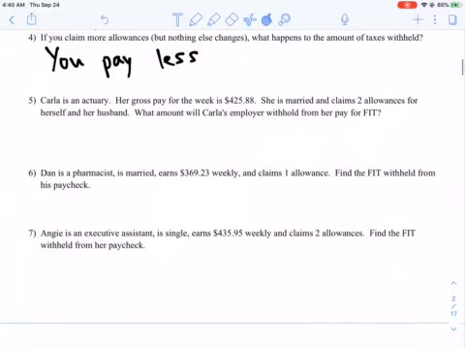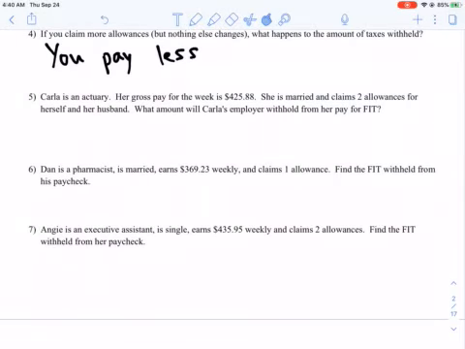So Carla is an actuary. Her gross pay for the week is $425.88. She is married and claims 2 allowances. We need to figure out how much her employer will withhold. So, important things I've highlighted. Now since she's married, we're going to use chart A4, A5. So let's go look at A4, A5, and let's figure out how much she's going to have taken out.